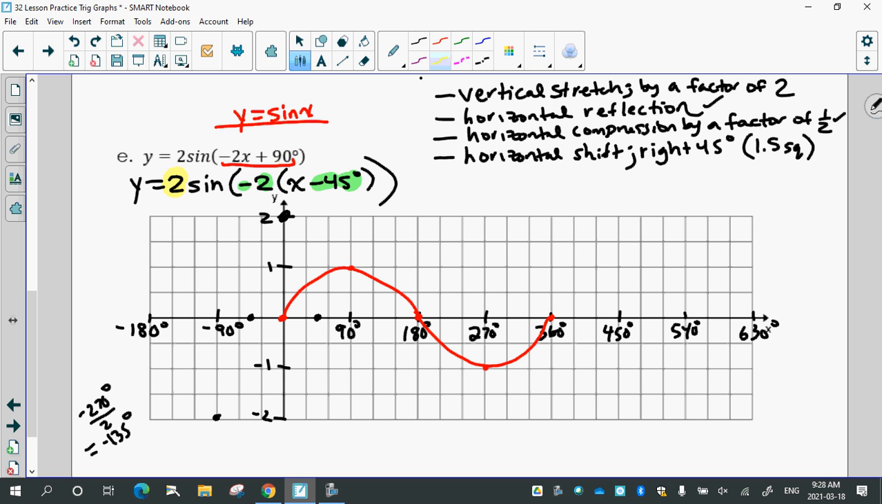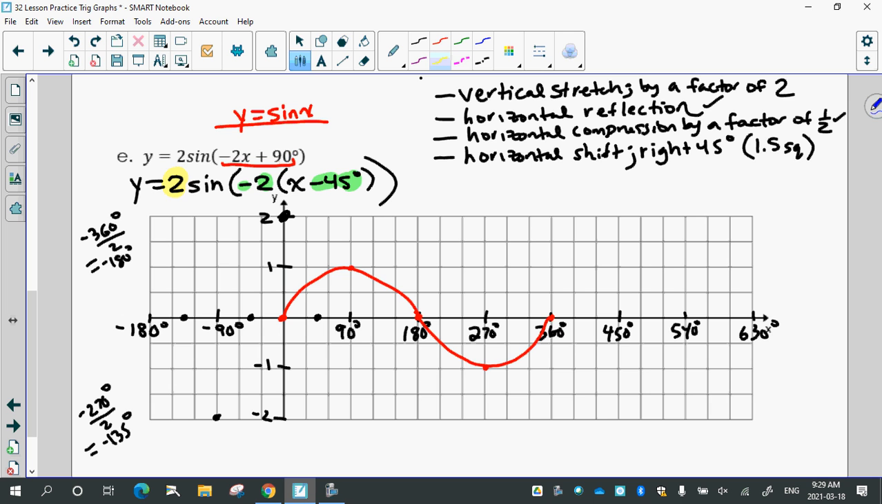And then 360, the vertical stretch doesn't affect it. Horizontal reflection, so again, I'm going to be over at negative 360, which isn't there, but then I'm going to divide by 2, which puts me at negative 180. And then I move a square and a half to the right. So now I should have one complete cycle there. Okay.